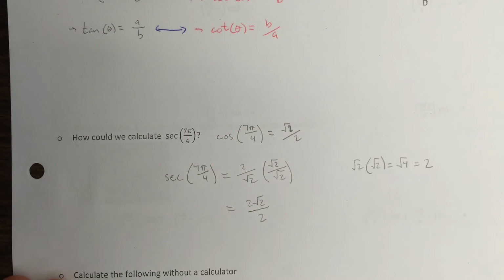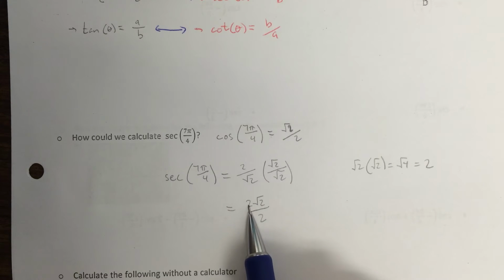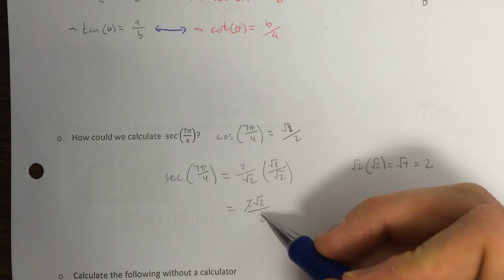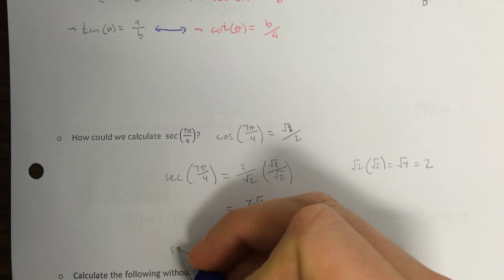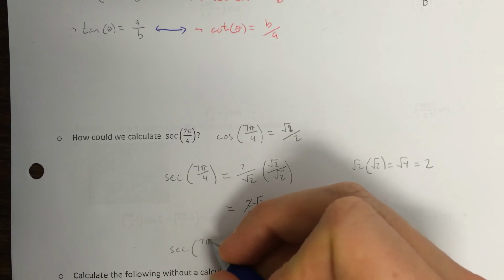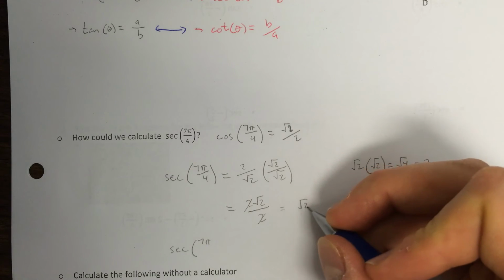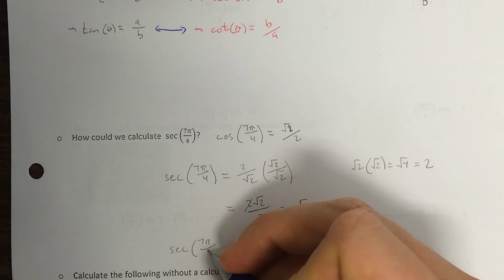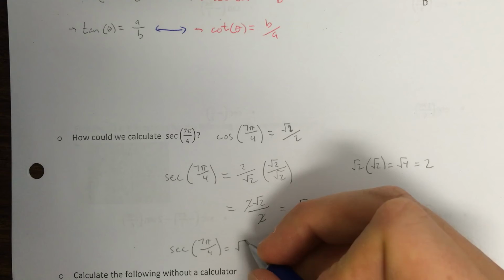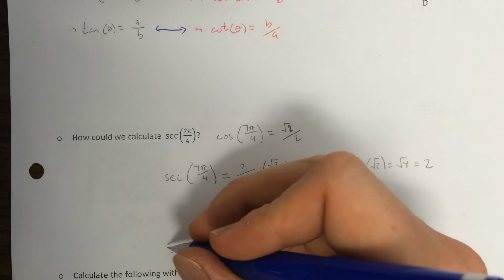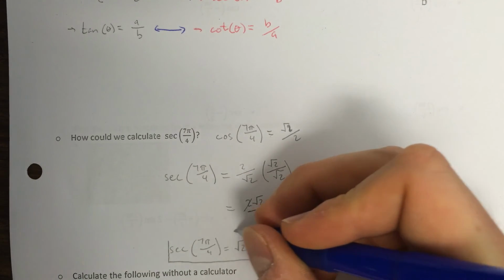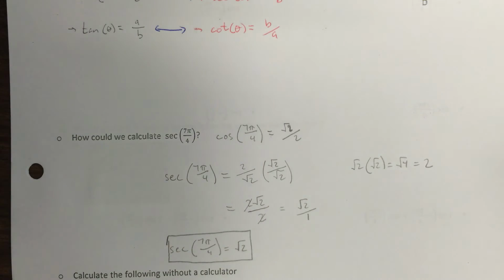So that would go here. And then hopefully we can notice that we have a 2 in our numerator and a 2 in our denominator. We're multiplying, so we can divide the 2's out. And what we're left with is really square root of 2 over 1. But anything divided by 1 is itself. So we get that the secant of 7 pi over 4 is the square root of 2, period.